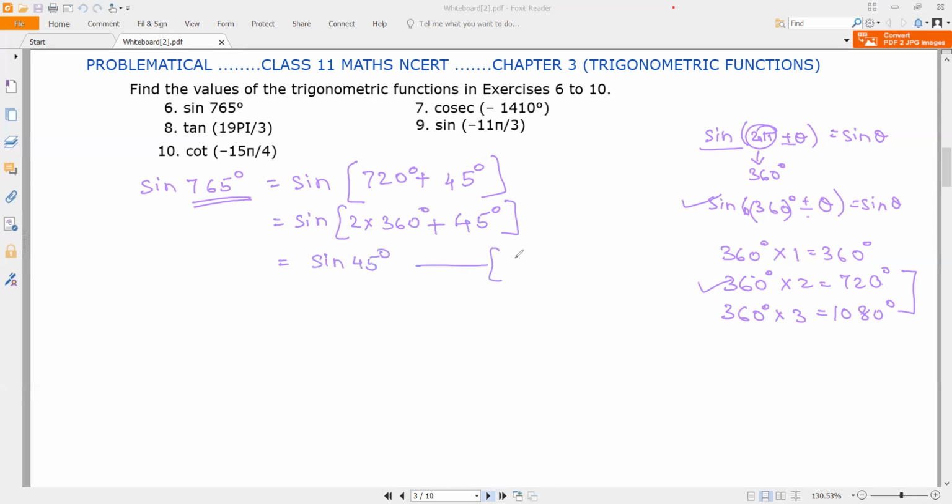Reason being sine of n into 360 degrees, or 360 degrees into n, plus minus theta is equal to sine theta. This is your formula.